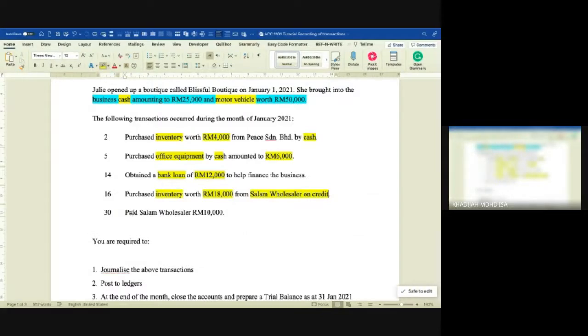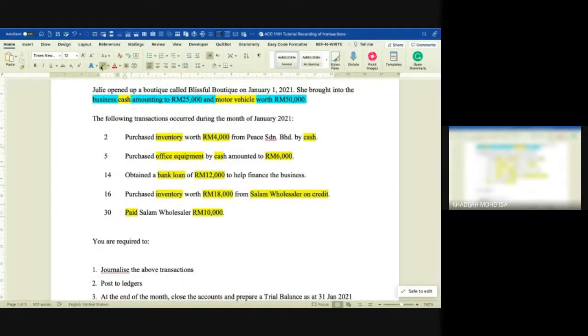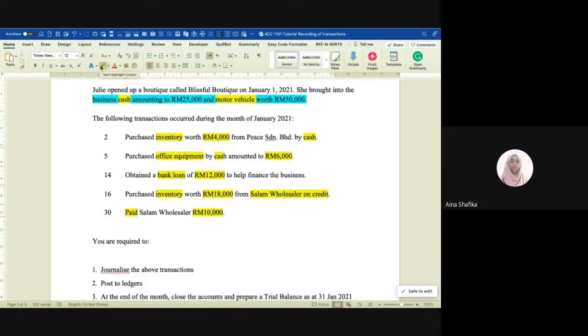When you pay, it involves your how much? You pay 10,000 to Salam, who is the accounts payable just now. But what you pay is not 18,000, you only pay 10,000. So when you make payment, it involves your cash, isn't it? So cash reduces, and the other account, you pay out by cash. Pay to whom? Salam Wholesaler, accounts payable.